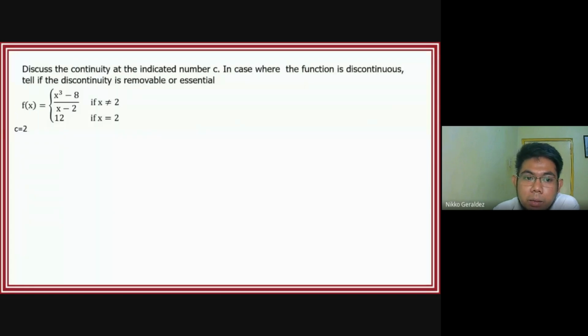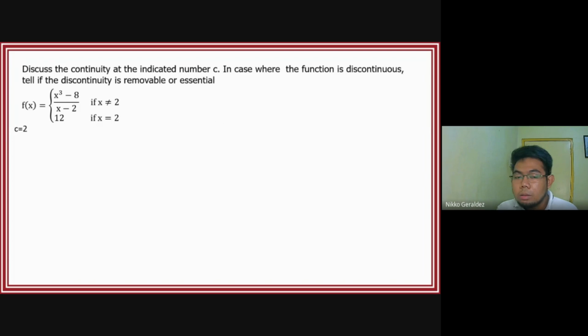O, example tayo. Discuss the continuity at the indicated number c. In case the function is discontinuous, tell if the discontinuity is removable or essential. Number 1. f of x equal to x cubed minus 8 over x minus 2 if x is not equal to 2, and f of x is 12 if x is equal to 2.